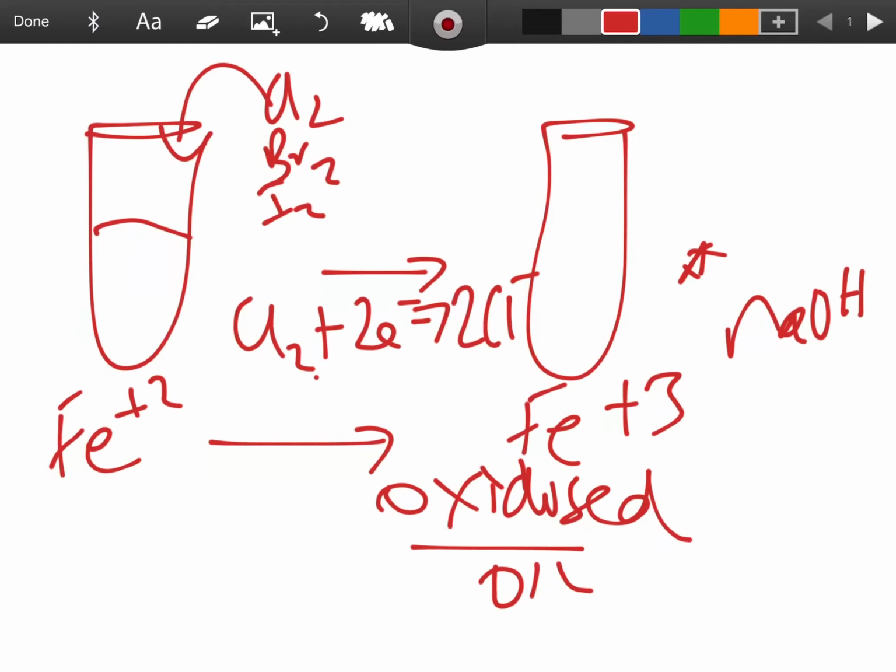Now, again, how do you test for Fe+3? You add sodium hydroxide and you'll see a green-brown precipitate, which tells you that there's Fe+3 present. You wouldn't see that green-brown precipitate if it was Fe+2. All right? So that's the first part of the mandatory experiment. Just showing that they actually do act as oxidizing agents.